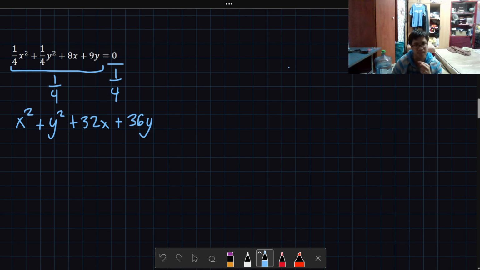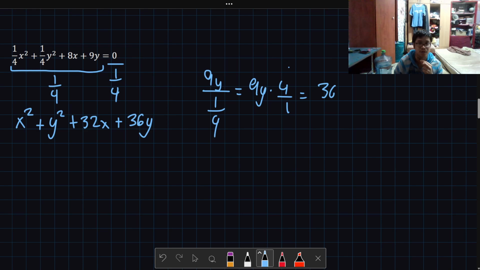If you're going to ask me how, we have 9y divided by 1/4. The same process: copy the numerator, 9y, times the denominator, but the positions are switched. So you have 4 all over 1. 9 times 4, 36y all over 1. But again, 36y all over 1 is just the same as 36y. So you have positive 36y as a result.